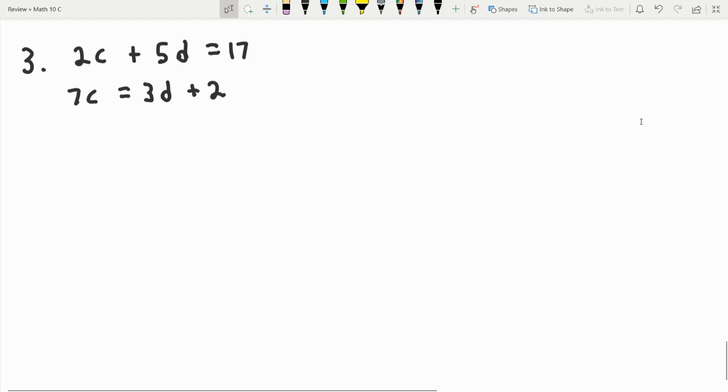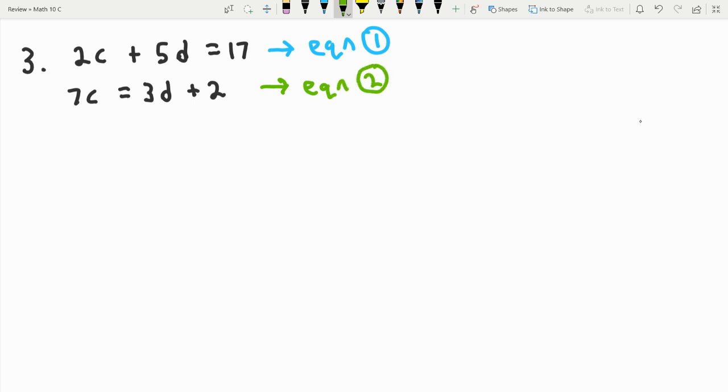Okay, so for number 3, we're going to begin by labeling our equations first. So I'm going to call this first equation equation 1. And I'll call my second equation equation 2. Now what I want to do is add equation 1 to equation 2 so that I can either cancel out my variables for C or my variables for D.